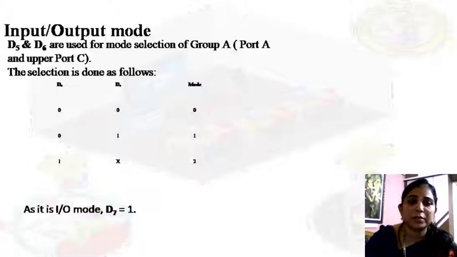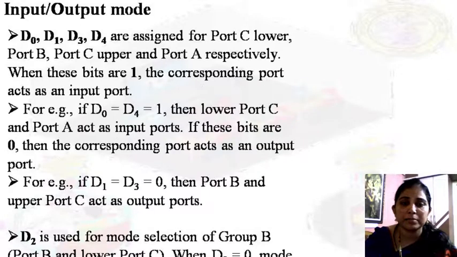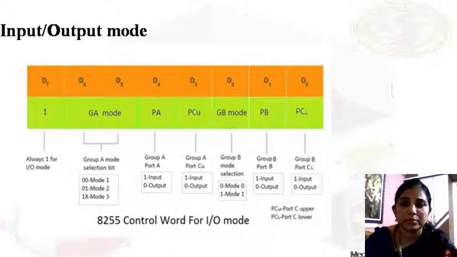This is how it works. D5 and D6 are used for mode selection of group A. I'll show you once again the diagram. This is the part which I am discussing now. That D5 and D6 decides the group A mode.